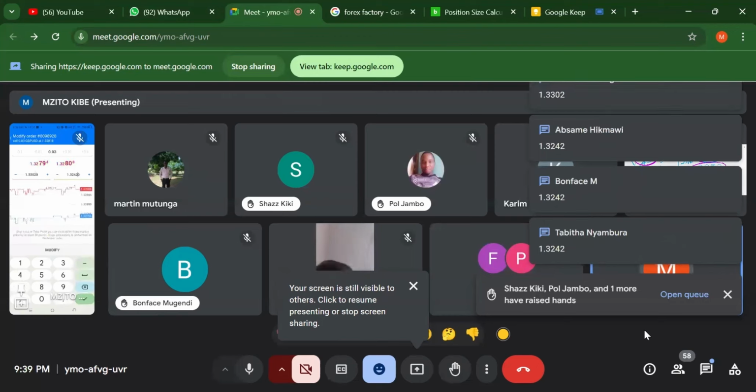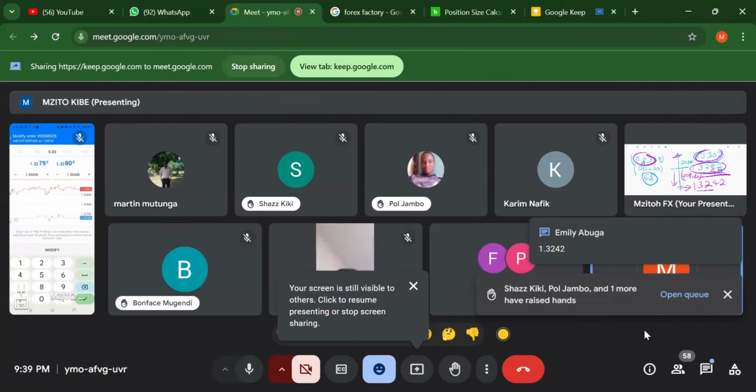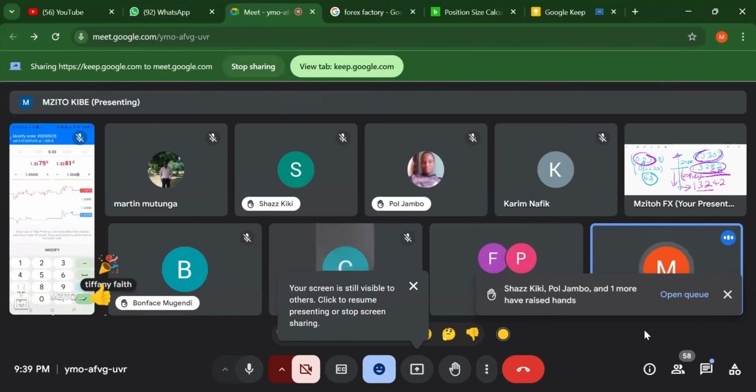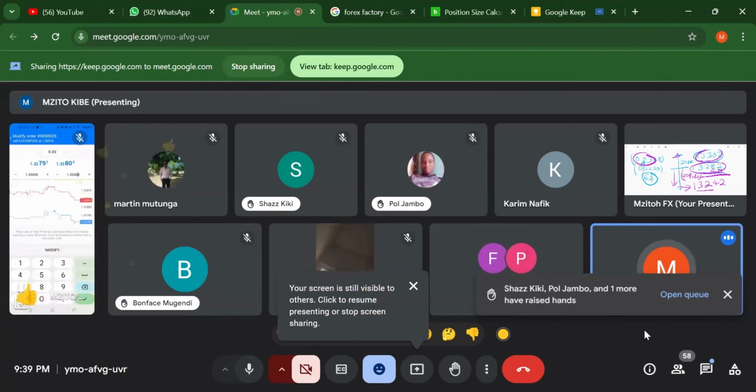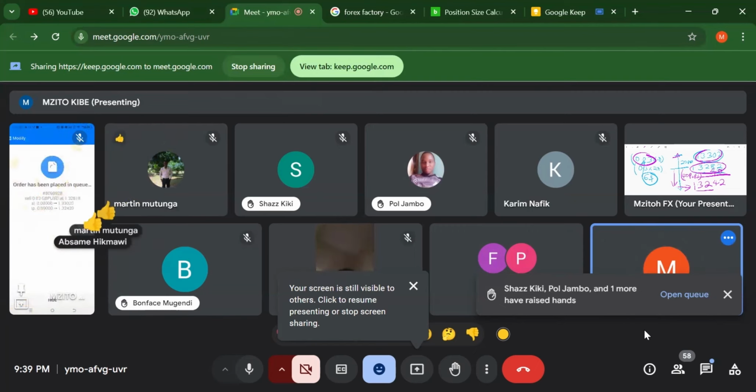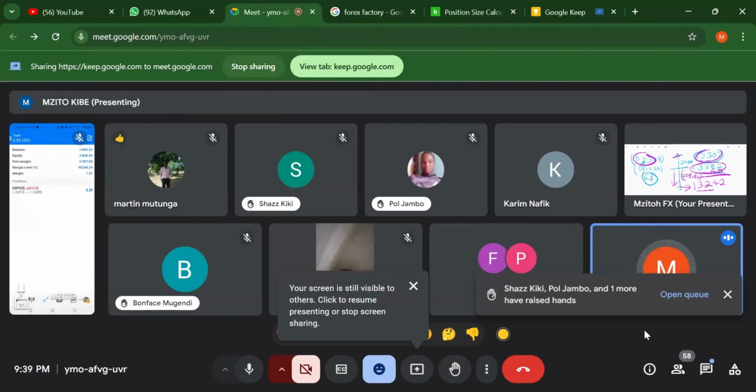I'm saying that the majority are following. After you set them, click modify order. How many are seeing modify down there? Yes, the majority of us are seeing modify. So just click on modify. The order is modified.